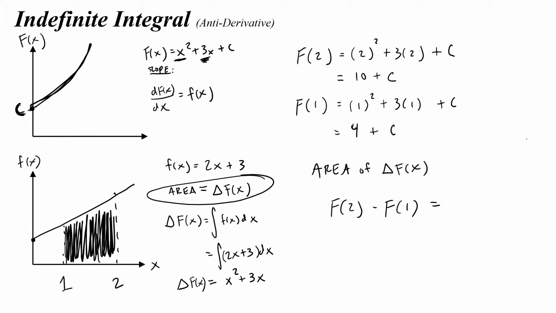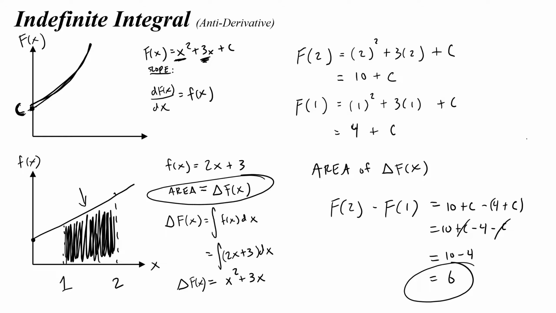And if I take F of 2, or 10 plus C, and I subtract F of 1, or 4 plus C, I should do that in parentheses: 10 plus C minus 4 minus C. And whatever that constant of integration was, it canceled out. And I'm going to get 10 minus 4, or 6. So now I know the change in capital F from 1 to 2 is 6, or this area is definitely 6.